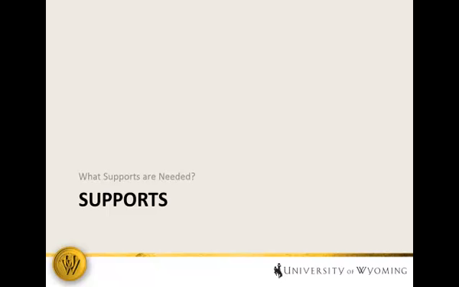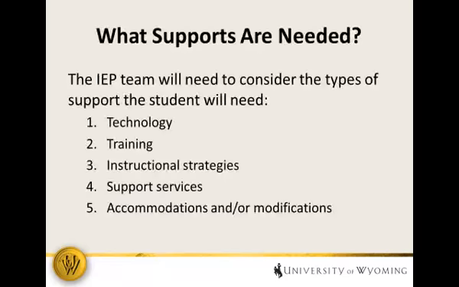What supports are needed? The IEP team should determine whether any of the following supports are needed for your child to effectively use the selected AIM. 1. Technology. 2. Training. 3. Instructional strategies. 4. Support services. And 5. Accommodations and/or modifications. The following is a broad summary of supports that may be needed for a student to effectively use AIM.